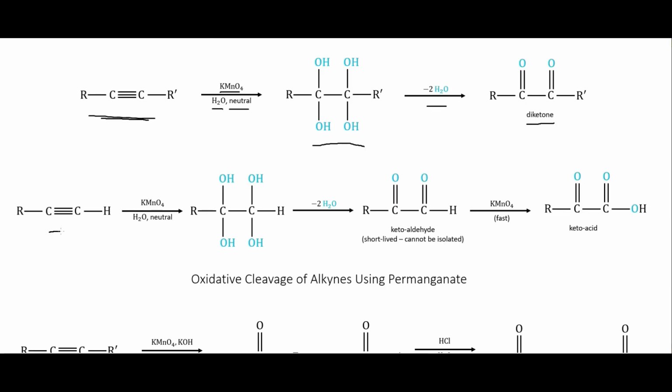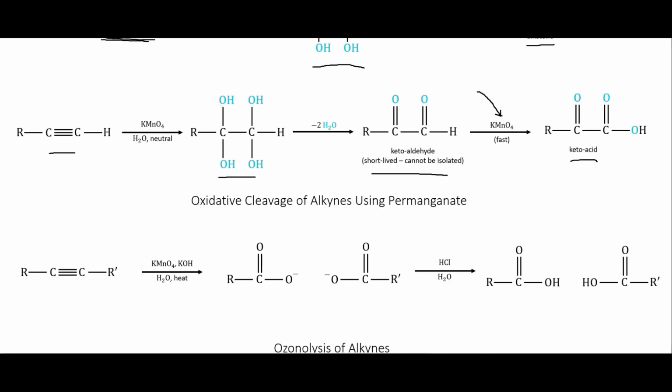If we do it on a terminal alkyne, we go through this same intermediate here, lose the 2 waters, then we have this short-lived ketoaldehyde right here. So this doesn't last for very long. It quickly becomes a keto acid. So it quickly becomes oxidized into the keto acid because this potassium permanganate here is a strong oxidizer. So this ketoaldehyde is going to be very short-lived and you can't isolate it from this.